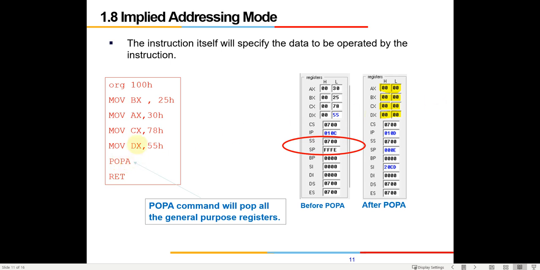In this case, if you write just a program like this, if you write POPA, all these registers will become 0, because POPA is going to get data from the stack, and by default all the values in the stack will be 0. So if you do that, all these registers will get reset to 0.